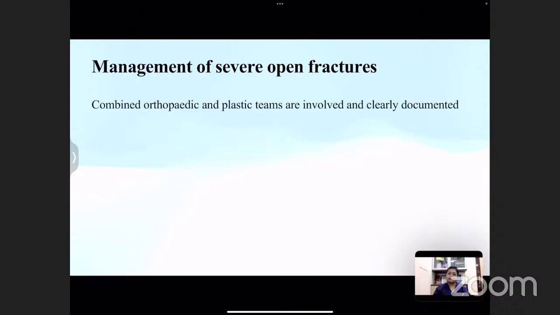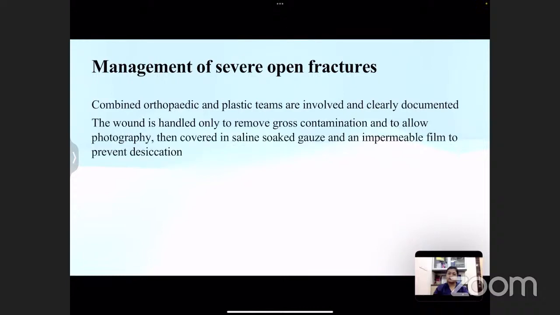Combined orthopedic and plastic teams are involved and clearly documented. The wound is handled only to remove gross contamination and to allow photography, then covered in saline-soaked gauze and an impermeable film to prevent desiccation.